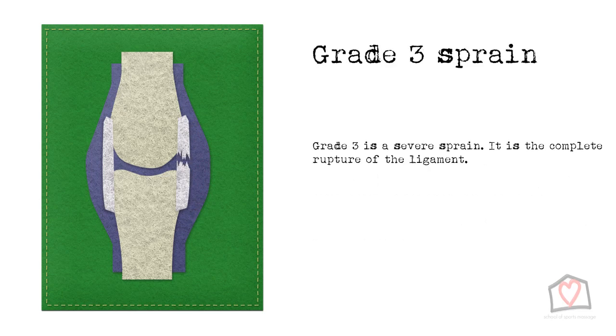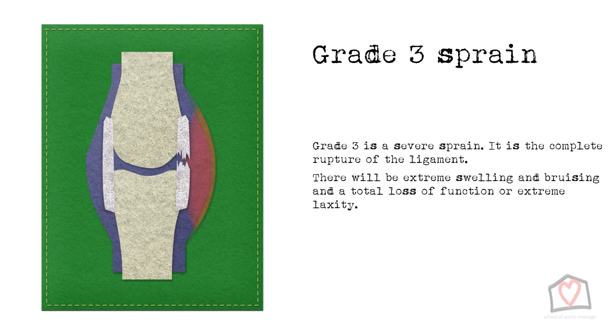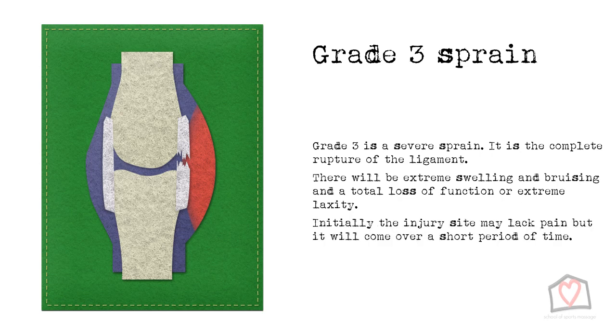Grade 3 is a complete rupture of the ligament, or severe sprain. There will be extreme swelling and bruising, total loss of function or extreme laxity, and initially the injury site may lack pain, but the onset of pain will come over a short period of time.